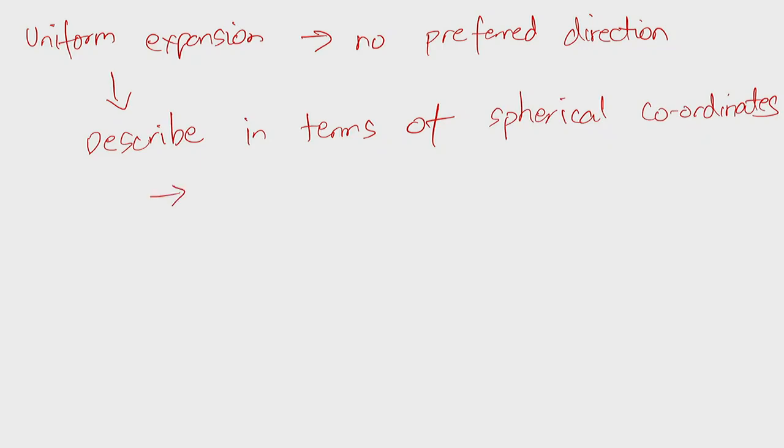And in spherical coordinates, v would typically be a function of r, which is the distance from the center, the distance from the origin, essentially, and t in general.